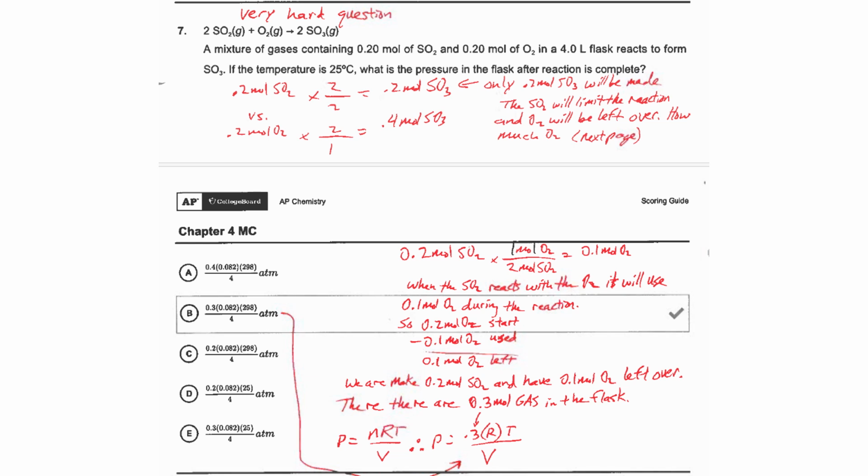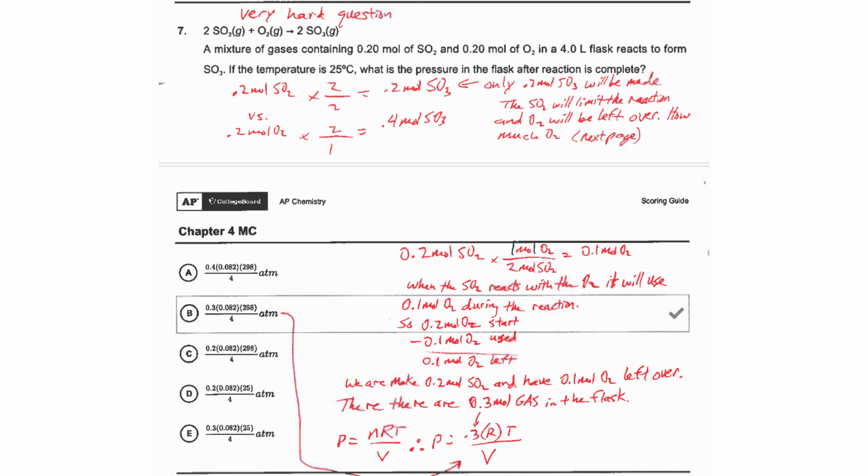There's 0.2 moles of, oh, that's a typo in my answer key right there. It says we are making 0.2 moles of SO2. That's wrong. It should say we are making 0.2 moles of SO3. I wrote the wrong thing there. And we have 0.1 moles of oxygen left over. So we have 0.2 moles of the SO3 and 0.1 moles of the O2 left over. So the moles of gas in the flask is 0.3. So that's the trickiest question because we have to figure out how much oxygen is left over and add it to the SO3 we made to figure out all of the pressure inside.